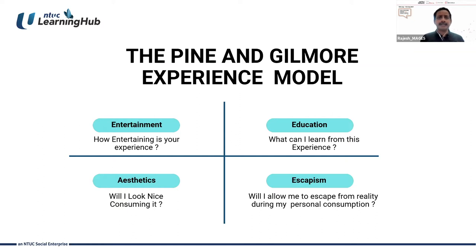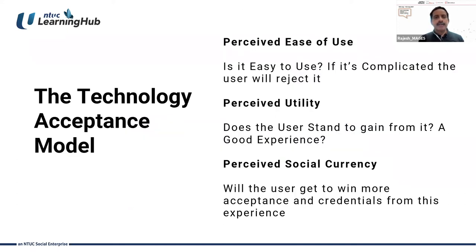Third is aesthetics, okay. Will I look nice consuming it? It's a very important way of pushing it across. And the fourth is escapism, okay. That means moving away from reality. I forget myself. And that's the whole idea of the Pine and Gilmore experience model. And why the experience economy is relevant today is because we are moving into this particular technology.